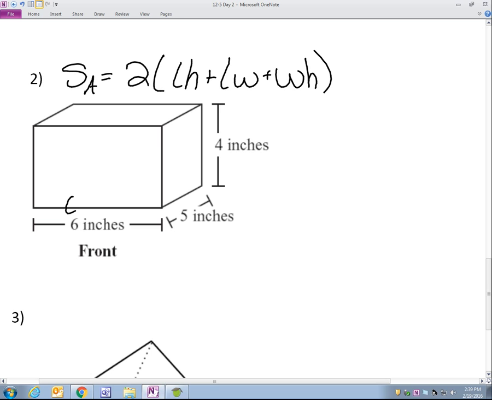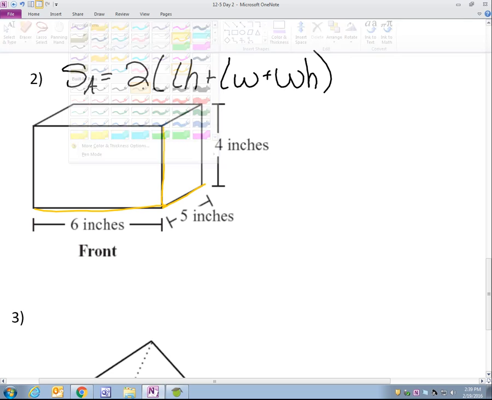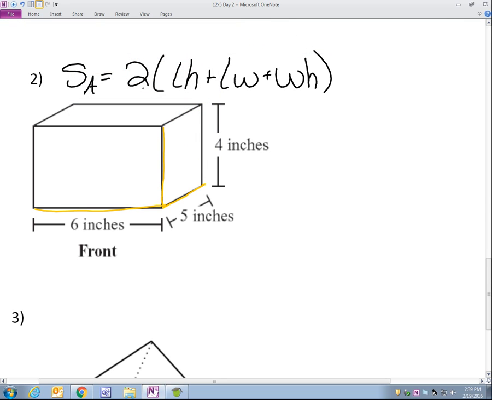All right, moving along, we're going to substitute everything in there. I'm going to identify what these three sides are. I have my length, which is 6 inches. I have my width, which is 5 inches. And I have my height, which is 4 inches. I have identified all of my sides, and you need to be sure to do that when you are doing your homework.